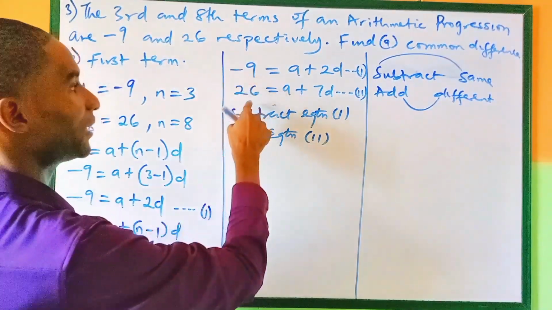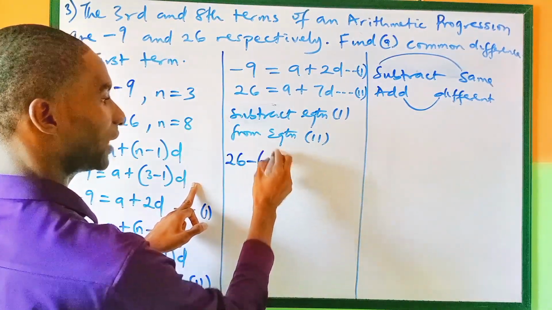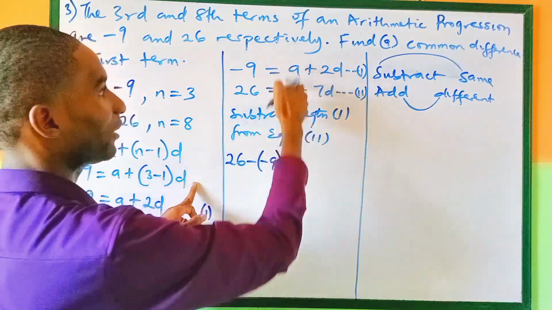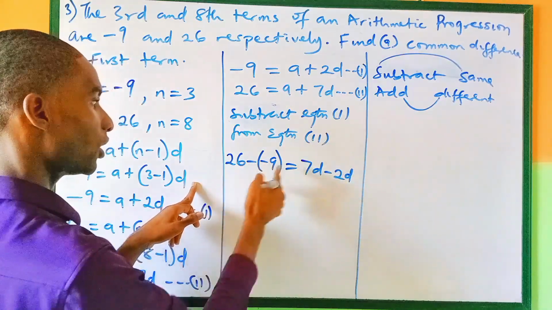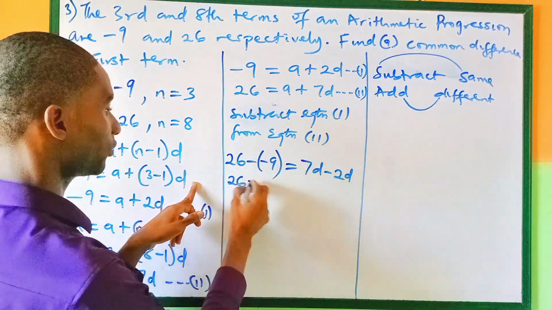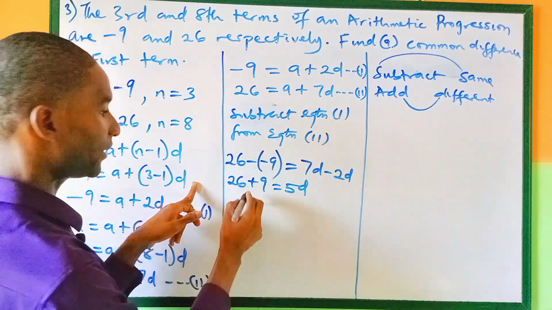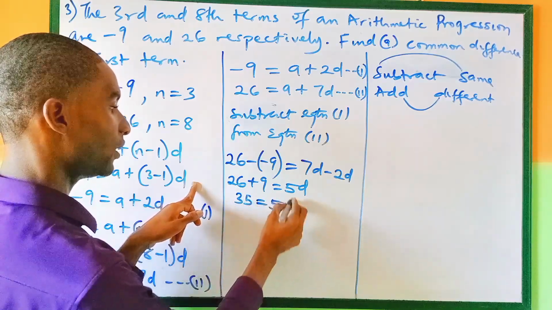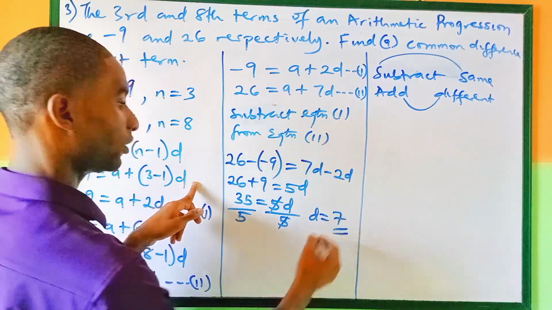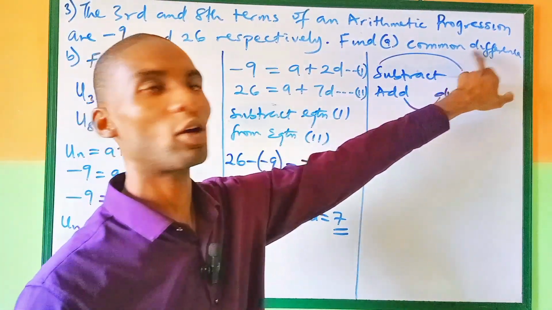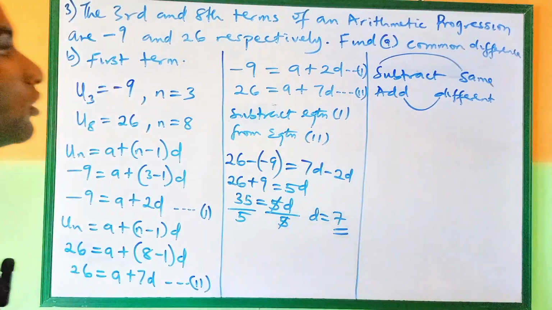So you want to subtract minus 9 from 26. How do you write it? You say 26 minus minus 9 is equal to a minus a, that cancels it. So equals 7d minus 2d. So this will become 26 minus, as minus is plus, 9 equals 5d. Okay? So 26 plus 9 is 35. 35 equals 5d. You divide both sides by 5 and your d will be equal to 7. So we have answered the first question, which says what is the common difference? So the common difference is 7, because 7 times 5 is 35. So we have solved the first one.